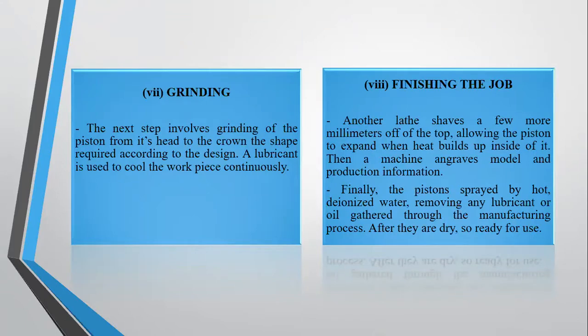To finish the job, another lathe shaves a few more millimeters off the top, allowing the piston to expand when heat builds up inside of it. Then a machine engraves model and production information. Finally, the piston is sprayed with hot deionized water, removing any lubricant or oils added through the manufacturing process. After they are dry, they are ready for use.